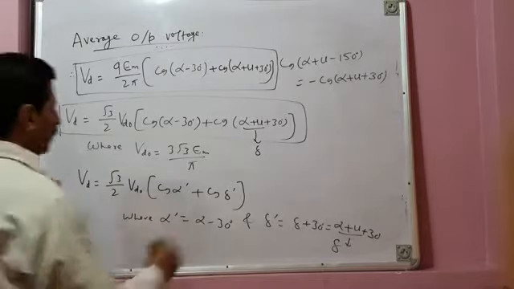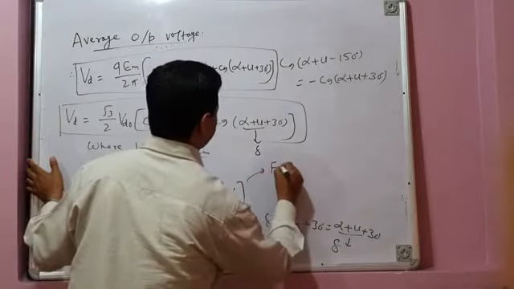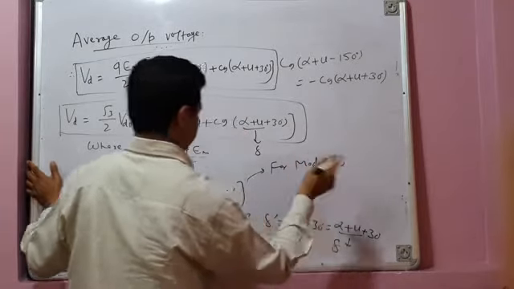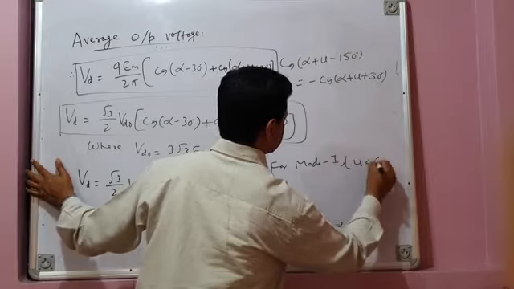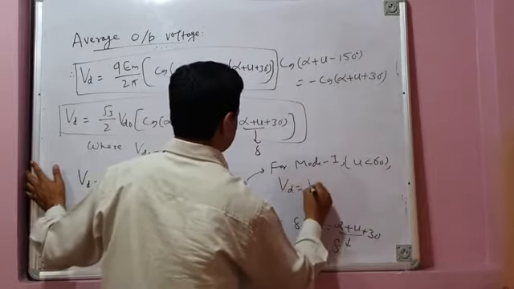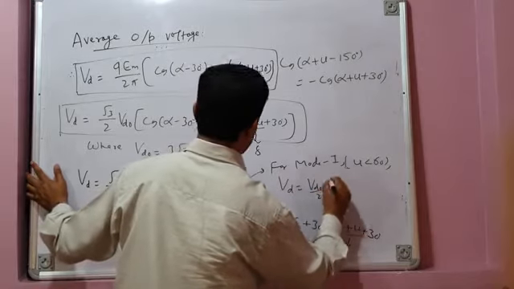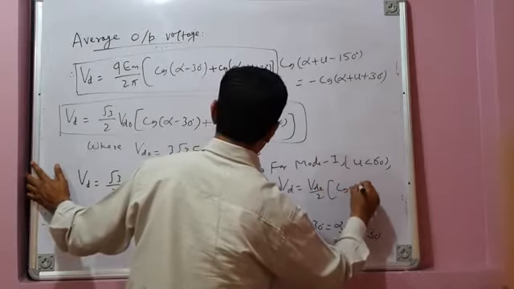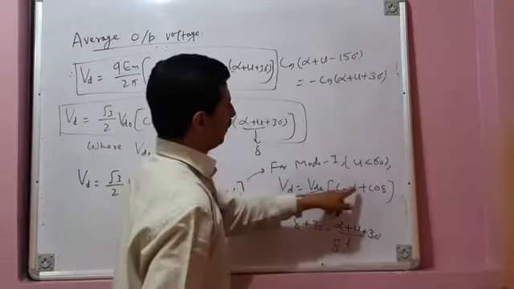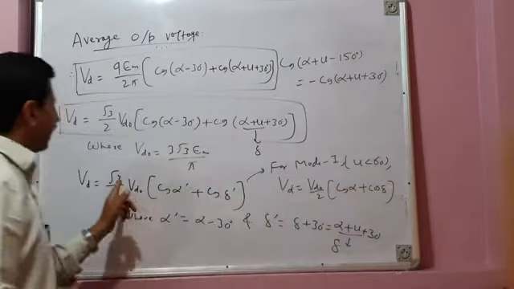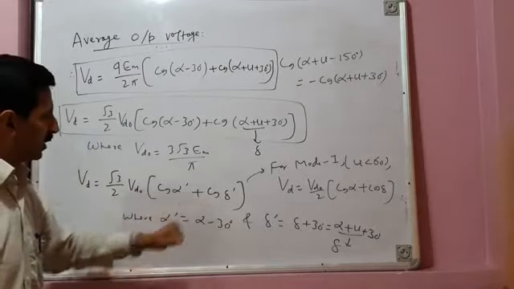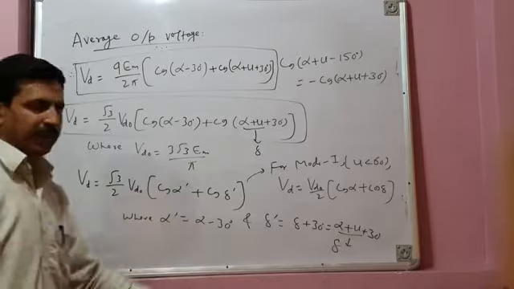Okay. So for mode 1, if you remember, for mode 1, that is u less than 60 degrees, which we have derived in last class, average output voltage was Vd naught by 2 times cos alpha plus cos delta. That is cos alpha plus u. But here it gets modified to root 3 by 2 Vd naught cos alpha dash plus cos delta dash, where alpha dash is equal to alpha minus 30 degrees.